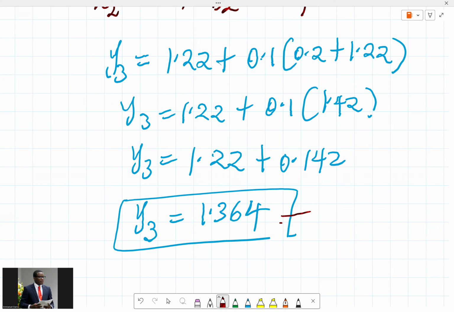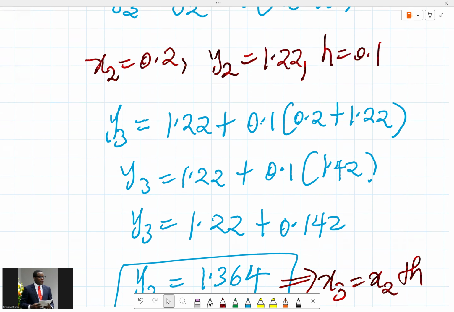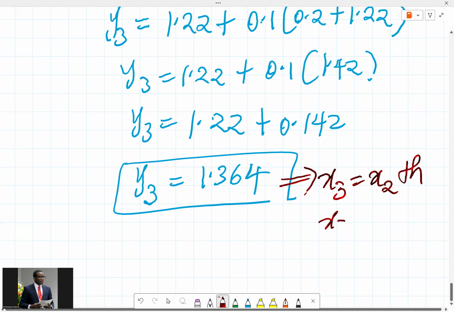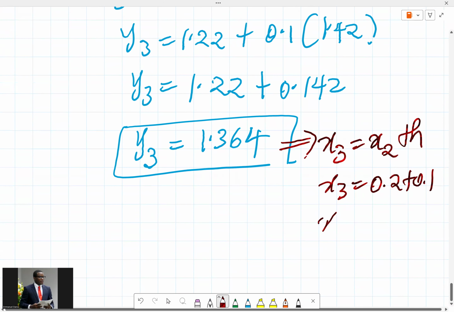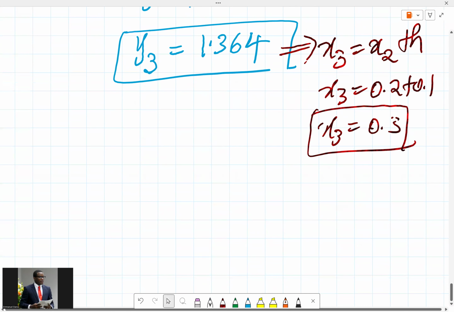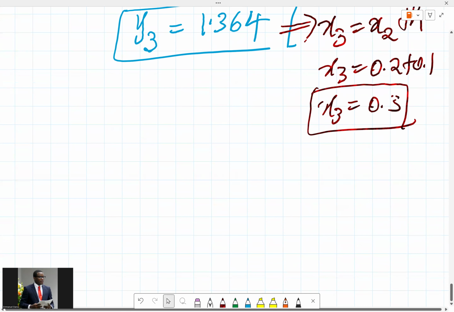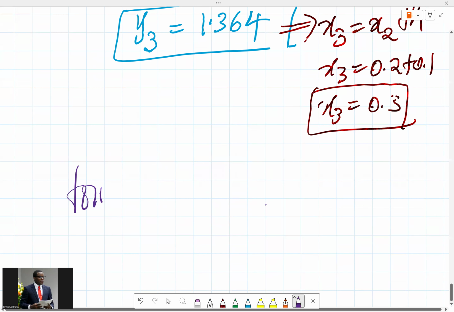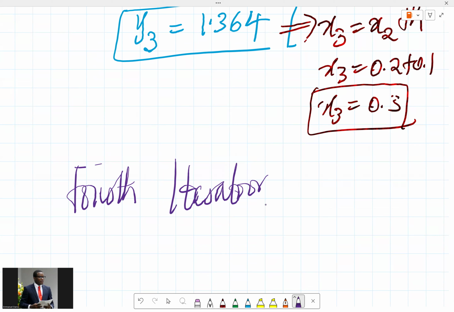Again, we have the corresponding x3, which is going to be x2 plus h. The x2 we brought here is 0.2. So x3 is 0.2 plus 0.1, which is h. So x3 is equal to 0.3. That takes us to the fourth iteration. So we can go on as much as we want.